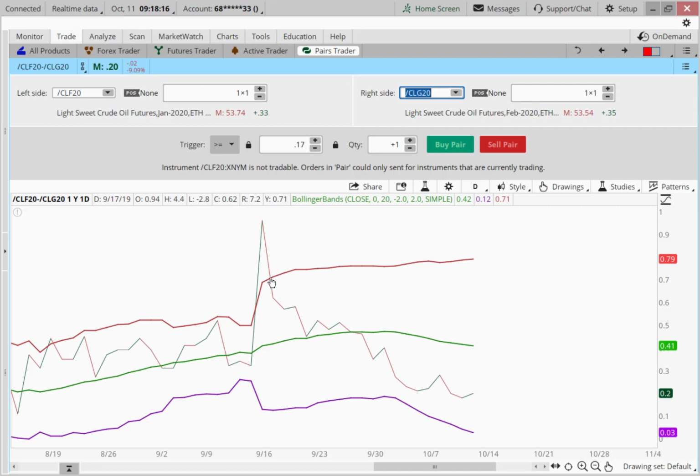And the interesting thing is we would have made a lot of money here. It went all the way from 0.79 down to, we'll call it, 0.2. Okay, you're looking at about a 0.6 movement, which is actually 60 ticks or $600. So for that $200 investment, you would have made $600 rate of return.